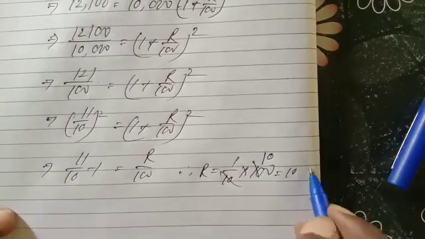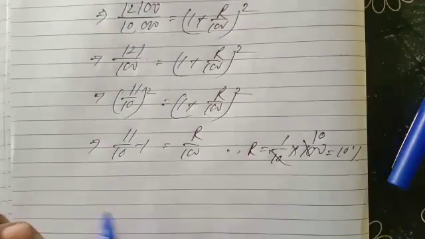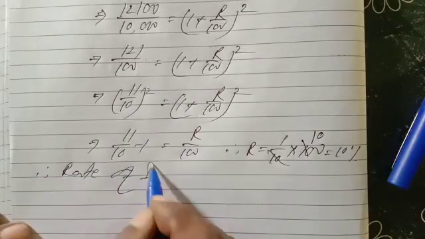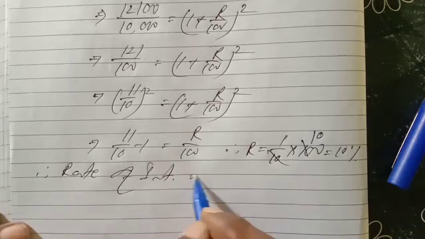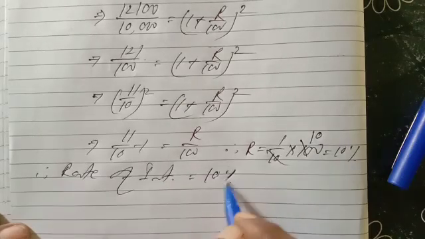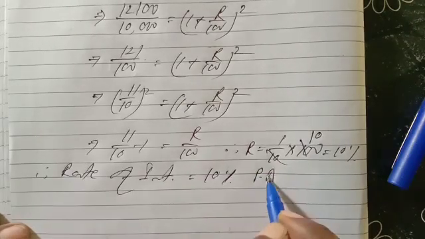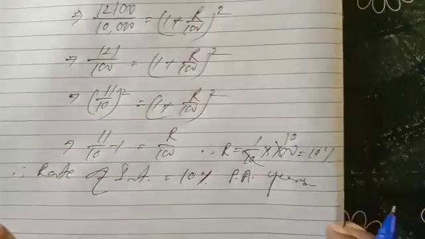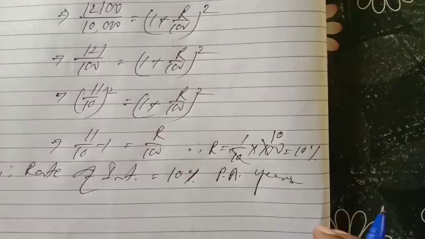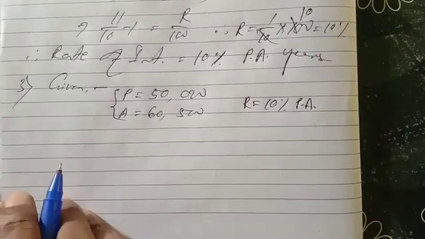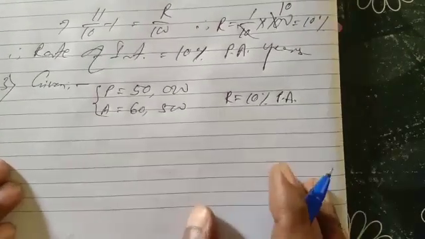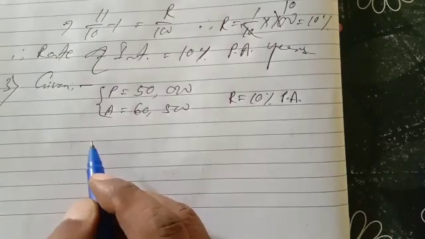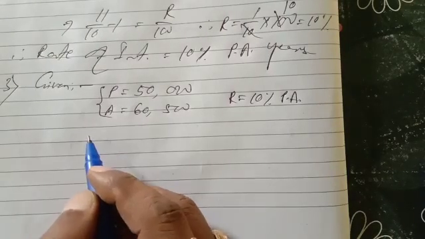Okay, 10%. Then what is the rate of interest? Therefore, the rate of interest is equal to 10% per annum, per year. In this way I have completed 2 questions. Let us go to the next question. See question number 3. This will be the last question for today. You have to revise thoroughly. Next day I will continue the same chapter, doing more sums.